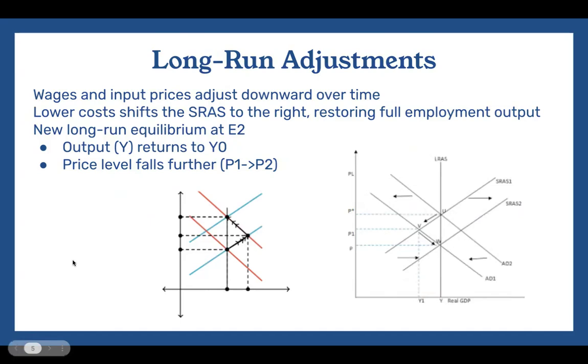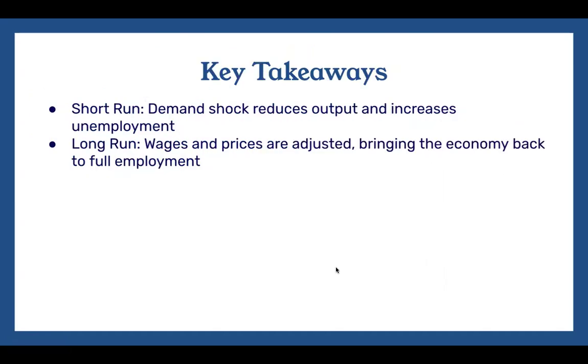And to combat this, with long run adjustments, wages and input prices would adjust downward over time. Ultimately, lowering costs would shift the short run aggregate supply curve to the right, restoring full employment output. So the new long run equilibrium would be around here, and so on and so forth.